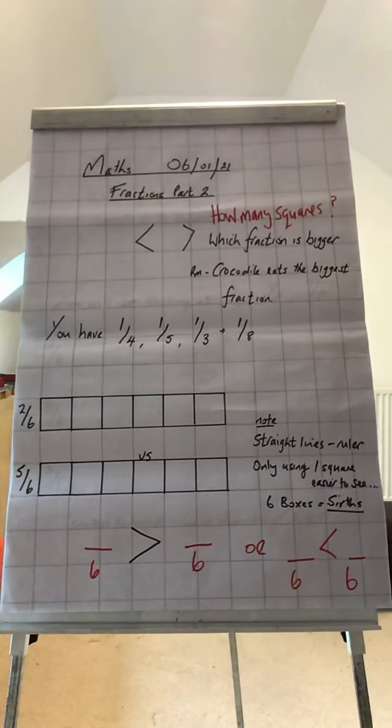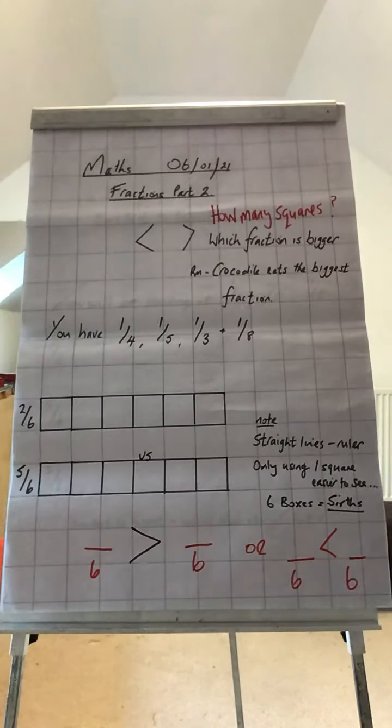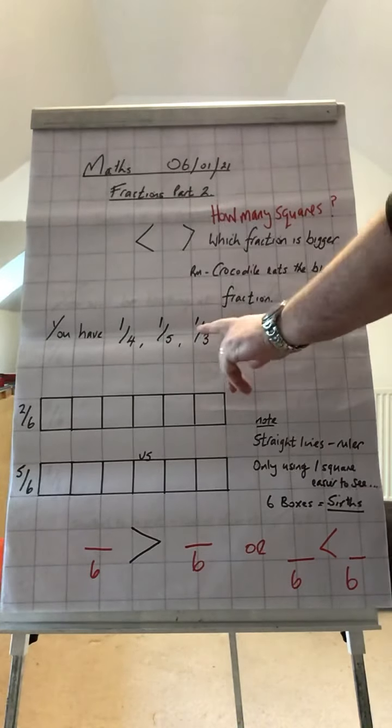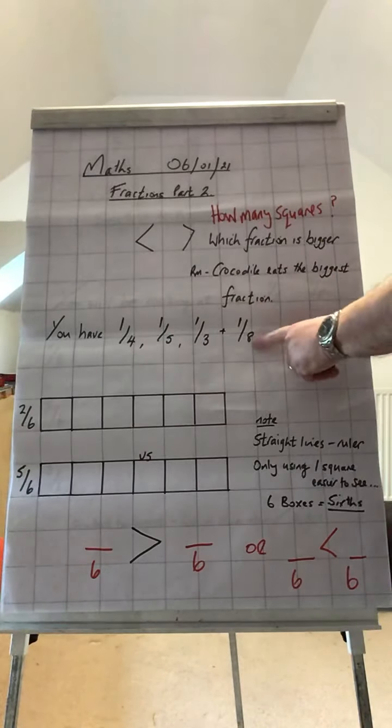So today we're looking at fractions part 2. You did brilliantly yesterday where you used the fraction rule that I gave you in order to identify different types of fractions. Today we're going to move on, and we're going to look at comparing fractions which have the same denominator, i.e. the number at the bottom is always going to be the same. So when you get your work today, you'll be looking at quarters, fifths, thirds, and eighths.